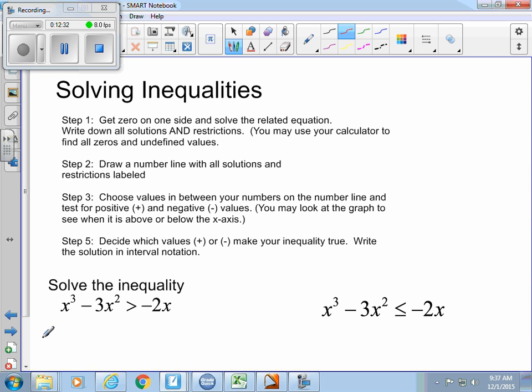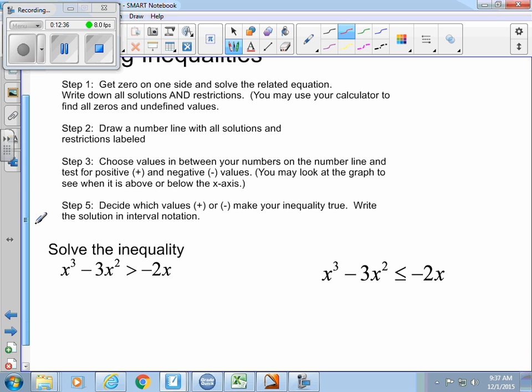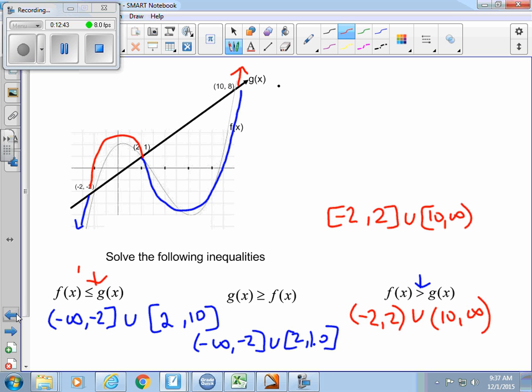Okay, how to solve them algebraically. We're not finished with the last one, is that what you said, James? Yeah. Do you have any questions about it?